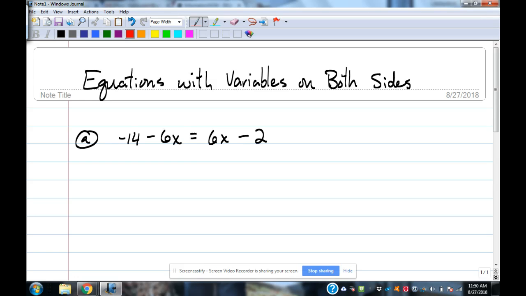So let's start with this one. We got negative 14 minus 6x equals 6x minus 2. So we've got x's on both sides, numbers on both sides that don't have a variable. So we want to try to get those together. So I'm going to move the x's together first.